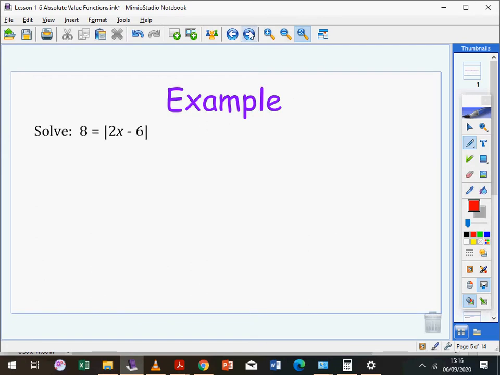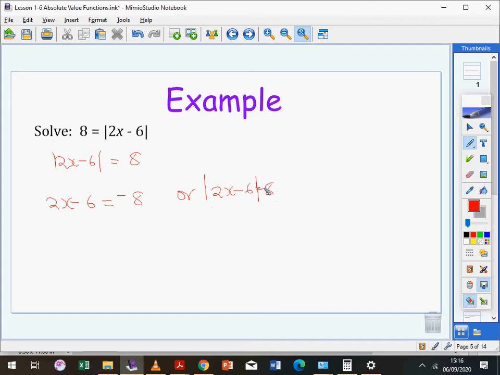Here's an example. If I want to solve this absolute value equation, the absolute value of 2x minus 6 is equal to 8, I know that for an absolute value of something, the input can be a positive number or a negative number, but the output is going to be a positive number. So here I know that this input could equal two things, a negative 8 or a positive 8.